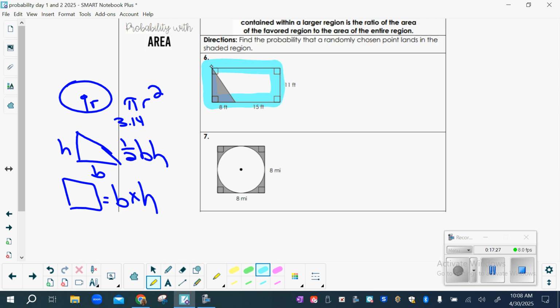But let's say Battle Axe offers a very special thing: if you can get it in this area right here, just in this area, they will give you a $25 gift certificate. So my question is, what is the probability you're going to be able to hit just the triangle? How do we do that? We do that exactly like we've done the other problems.